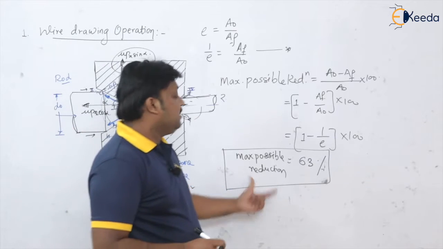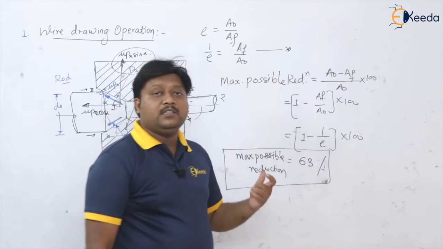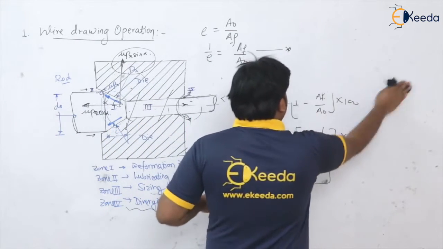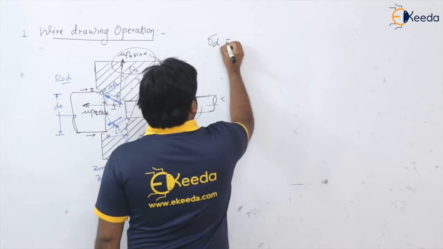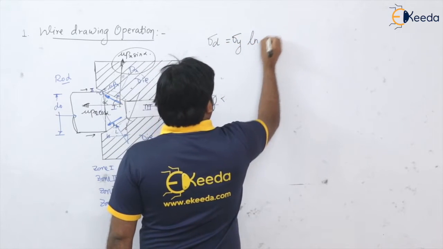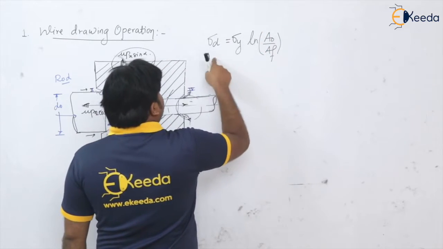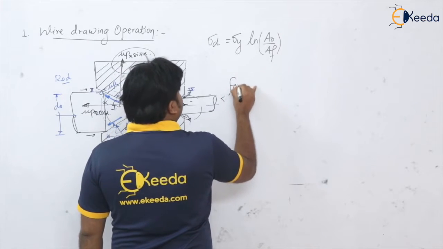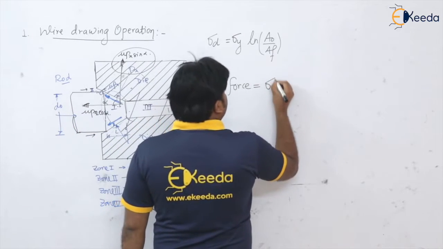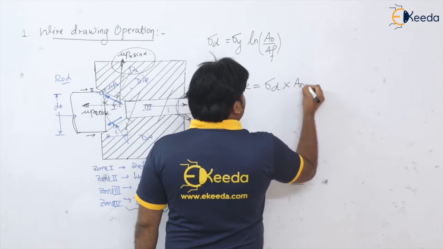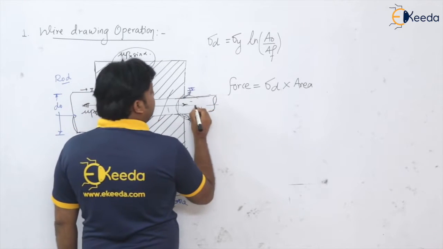So here we get this. So many times they are asking this question also. For the ideal case, what will be the maximum possible reduction in the wire drawing case? Now we have come up to the point where we know that the drawing stress we can calculate as sigma d is equal to sigma y ln of A original by A final. We know this. Now if we want to have the force or load in the wire drawing operation, what is force? Force is nothing but the drawing stress into area. Okay, which area? See here, which stress is responsible actually to get this deformation done?